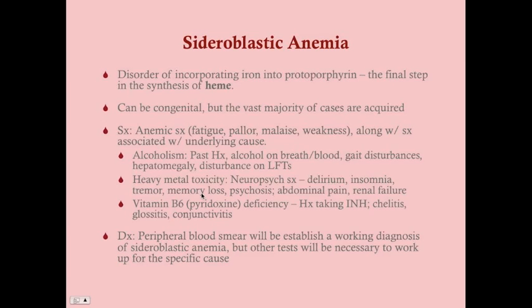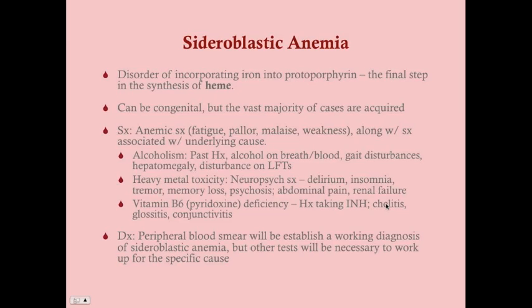And then vitamin B6 deficiency, this is common. History of taking isoniazid. When you're treating tuberculosis and you're giving isoniazid, which you do for 9 months when you diagnose somebody with latent TB, you've got to give them B6 as well. And sideroblastic anemia is one of those reasons. Cheilitis, glossitis, and conjunctivitis, those are all characteristic signs of vitamin B6 deficiency. So if they've got those things too, think vitamin B6 deficiency.